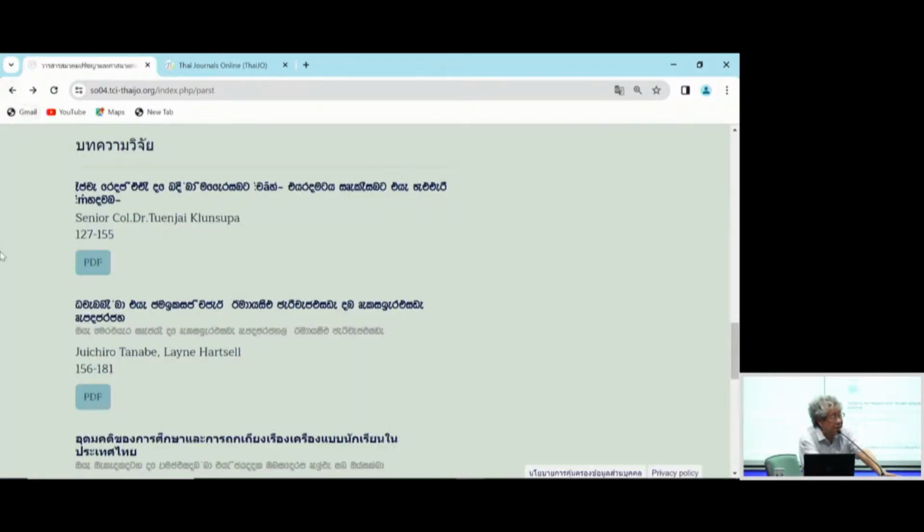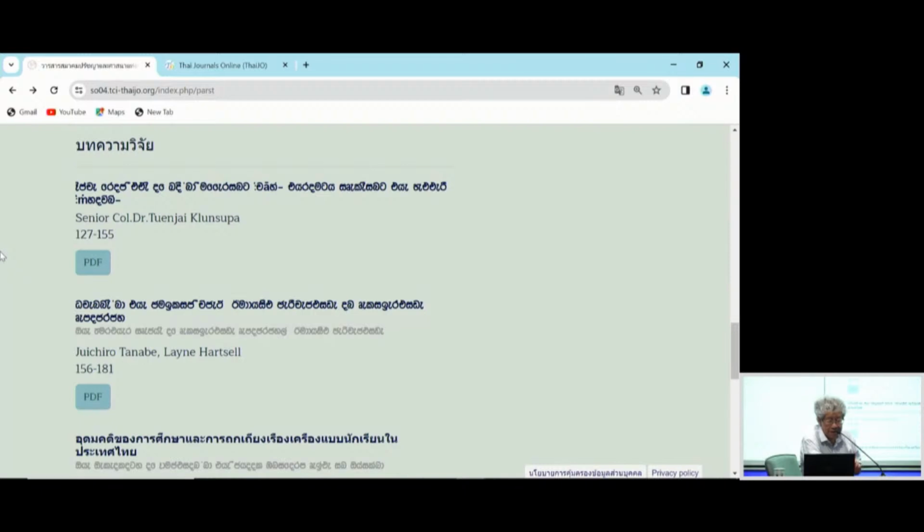Our trend is this. We have received more papers in English recently than those in Thai. So the trend seems to show that the journal has become more international. And this is a good trend because academic activities and knowledge do not know any national boundaries.